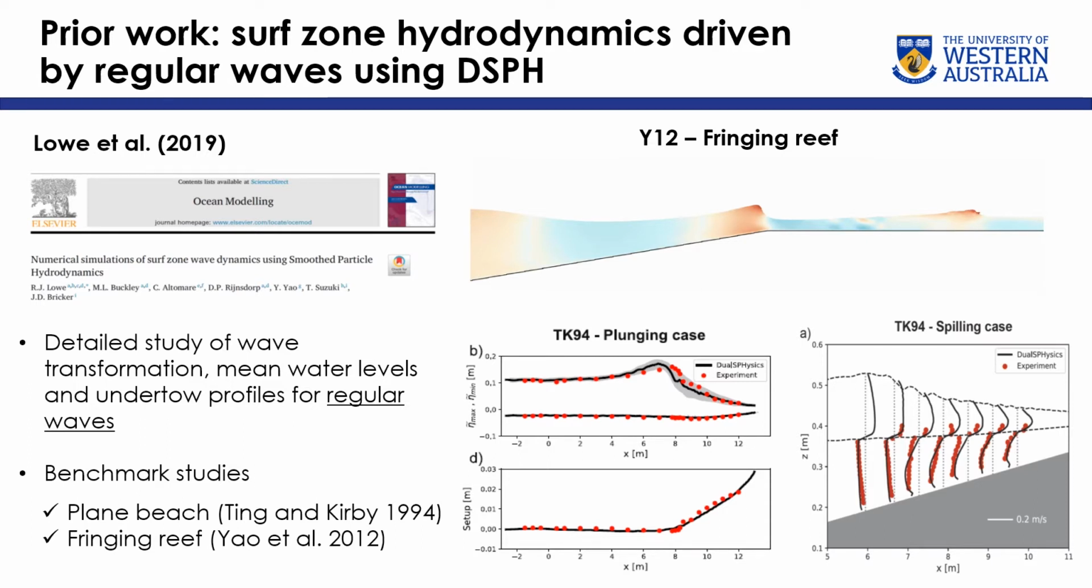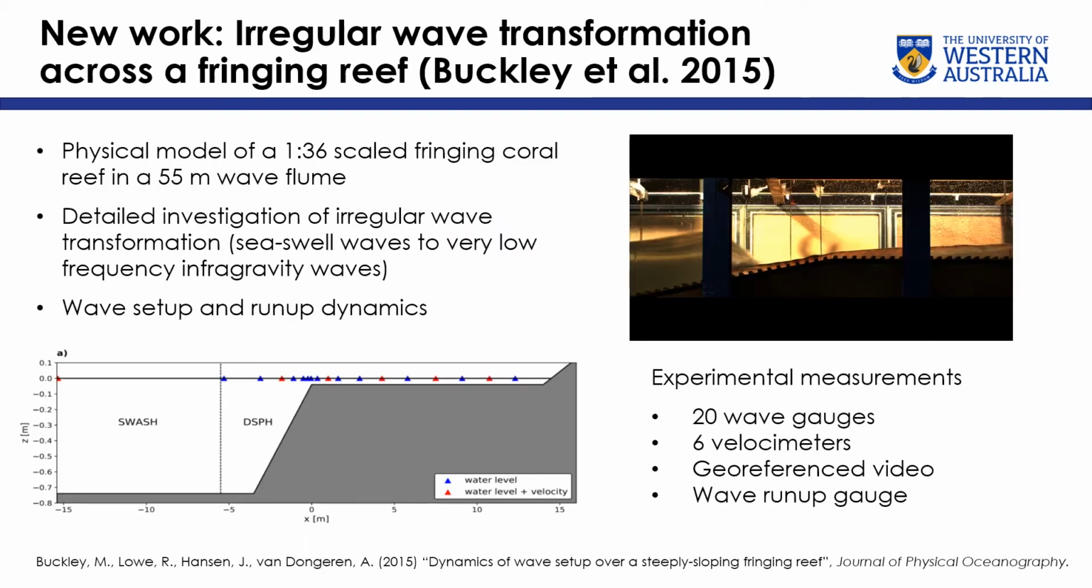So we simulated a linearly sloping plane beach and also a fringing reef, and compared this to experimental measurements that you can see here. So what I'm going to be focusing on here is numerical simulations of regular wave transformation across a fringing reef. And this is based around some physical modeling studies that we did of a 1/36 scale fringing reef that was constructed in a 55-meter wave flume.